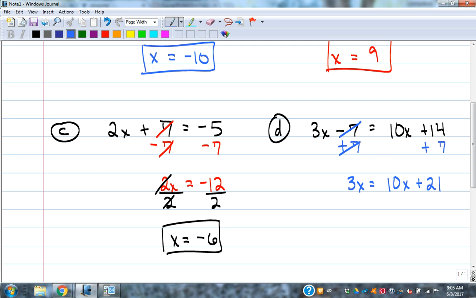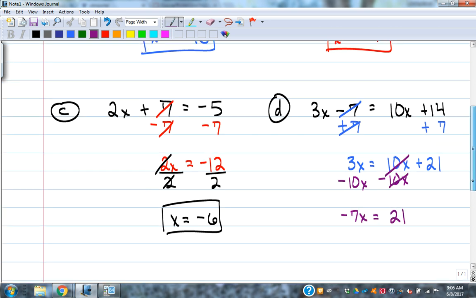I need to get all the x's to one side. Well, I've already got all the numbers to the right-hand side over here with the 21. So I need to move this 10 over here with the 3x. How do I move that 10? Yeah, why am I subtracting it? It was positive. It's not necessarily that it's the addition sign here with the 21, but it's that it's a positive 10x. So we're going to subtract it to get it over here. That's negative 7x is equal to 21.